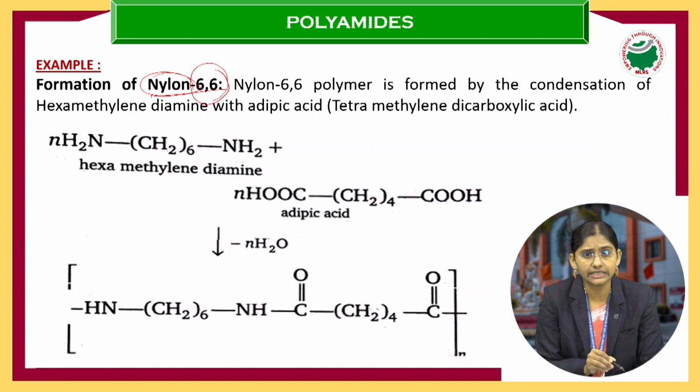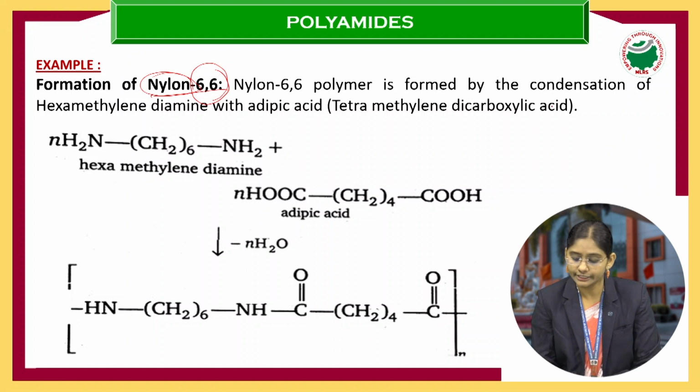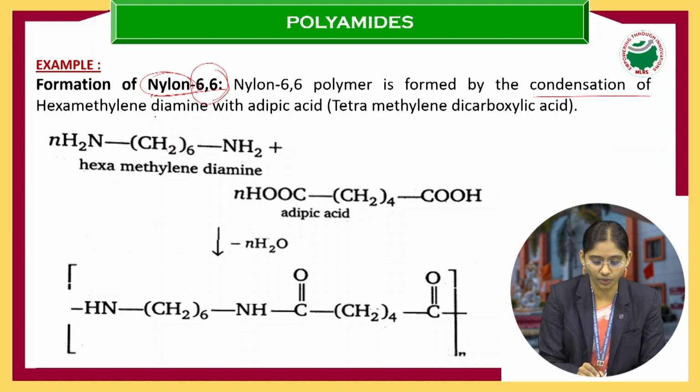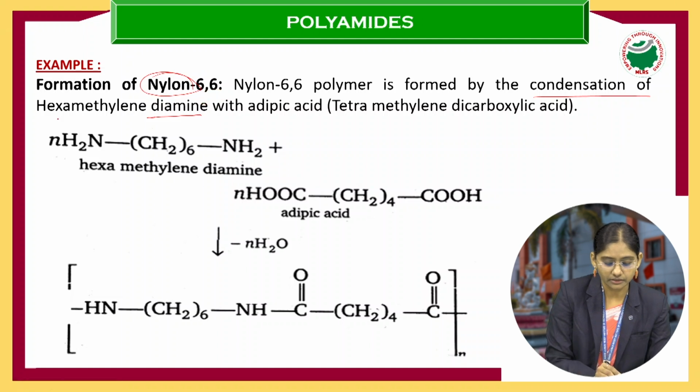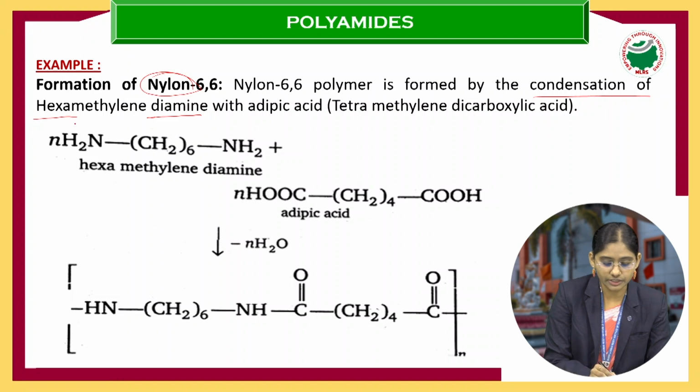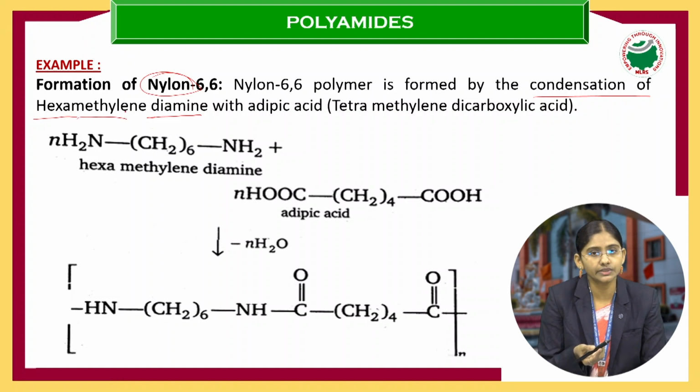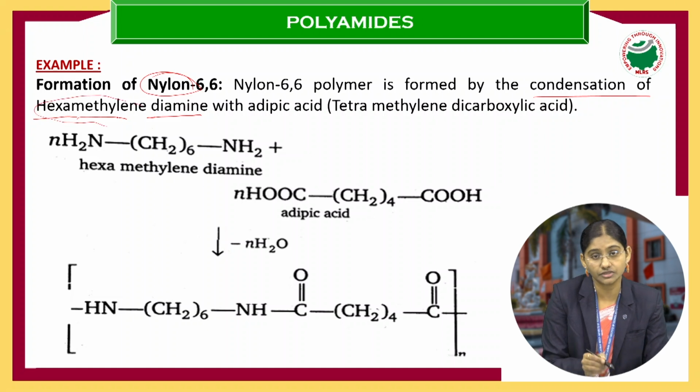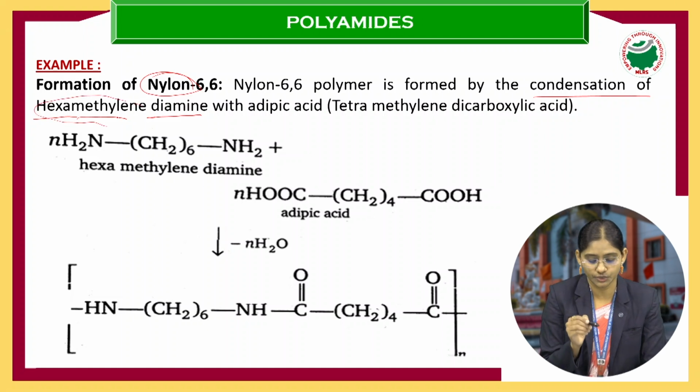Nylon 66 is formed by the condensation reaction of hexamethylene diamine. What does it mean? Hexa is the number 6. And next, what is meant by methylene, students? Methylene means CH2. How to write the structure? Methylene means CH2, hexa means 6, so CH2 taken 6 times. So it is named hexamethylene.